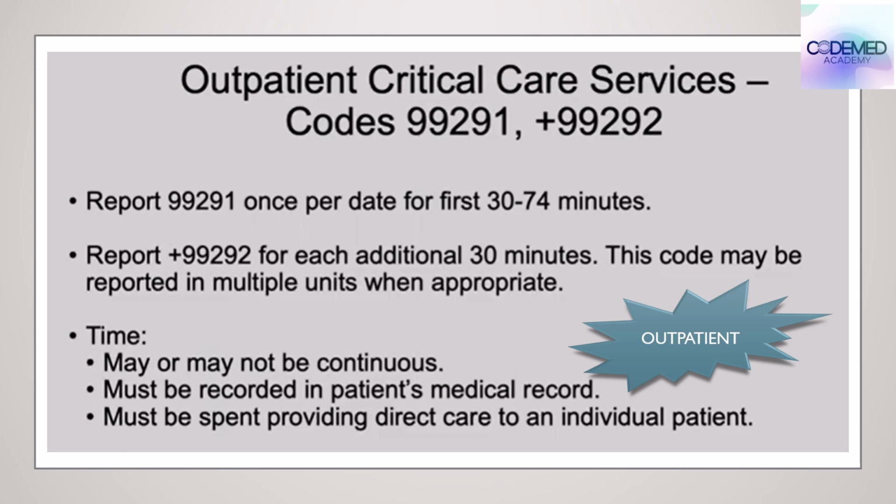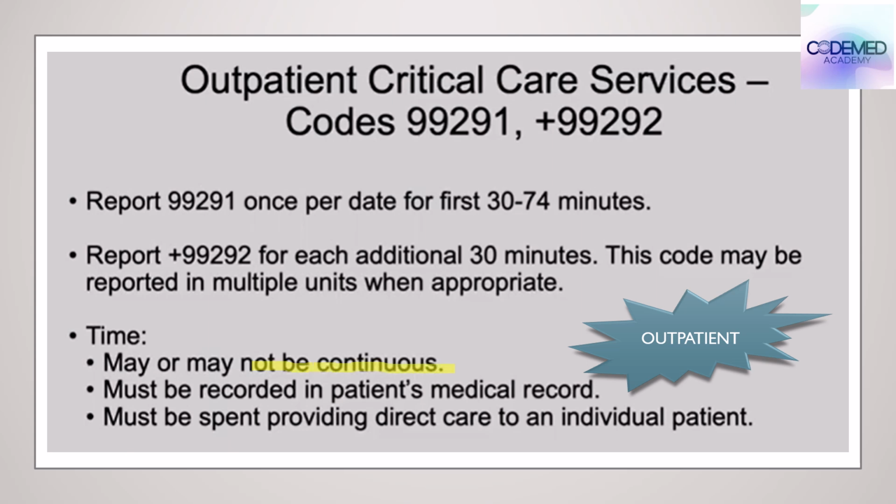Now let us understand some more things about 99291. This is the code which we can give once per day for the first 30 to 74 minutes, because all these codes are time bound. And report 99292, which is the add-on code for each additional 30 minutes. This code may be reported in multiple units when appropriate. Now, as far as the time is concerned, it may or may not be continuous. This is very, very important. It might be continuous, it may not be. So how do I calculate the time?